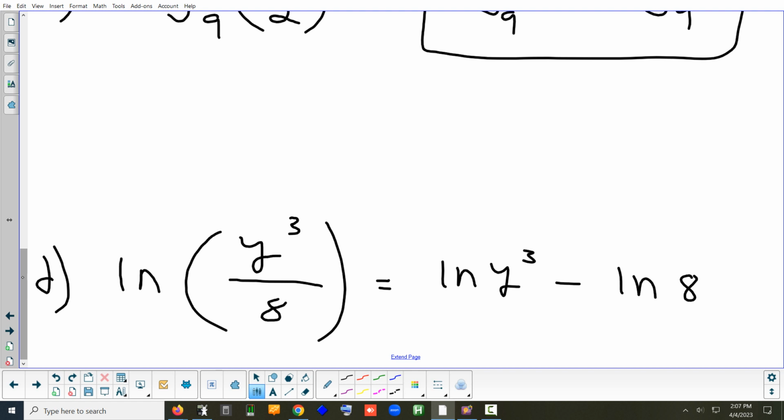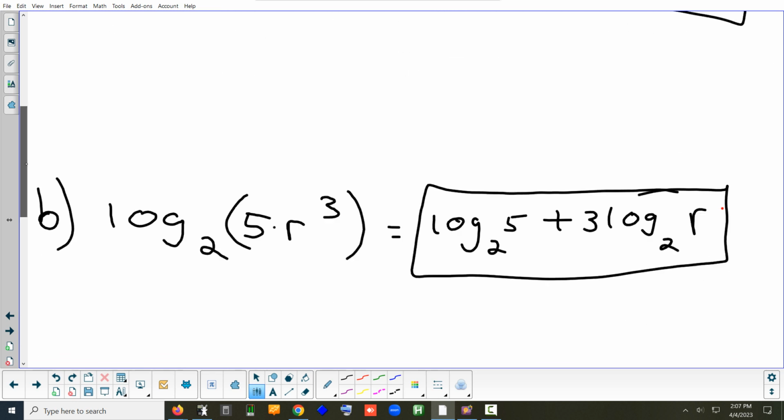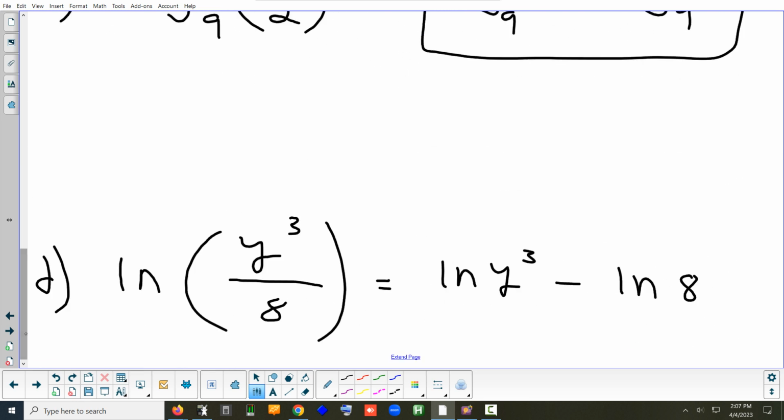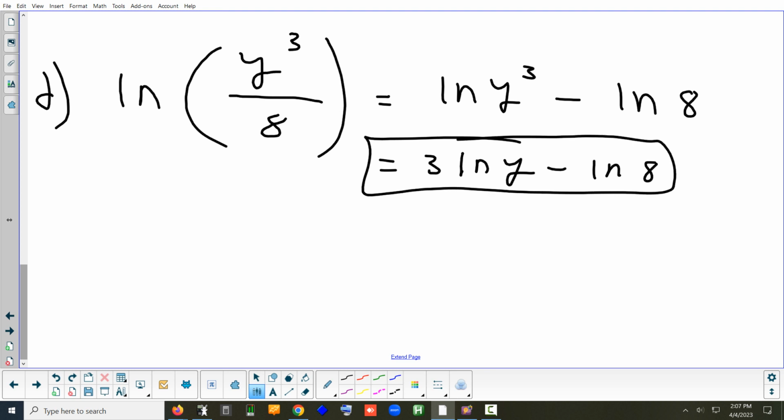Okay. Now we've split it, but they did say do not leave exponents. They said express powers as factors. So Tony, what do I need to do with that 3? You gotta move it up to that part. Yep. So can you tell me what my final answer would look like? 3 ln y minus ln 8. Yep, natural log. So 3 ln y minus ln 8.